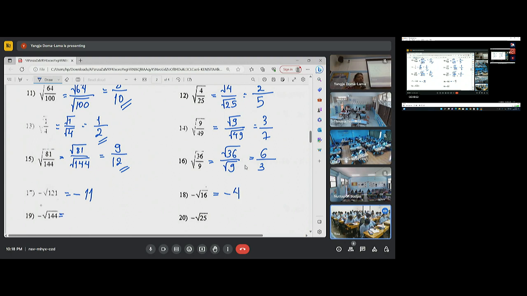Can you read this? Number 19. Read. How do you read it? Minus root 144. Answer is minus 12. How do you read question number 20? Minus root 25 is minus 5. Understand? Yes?